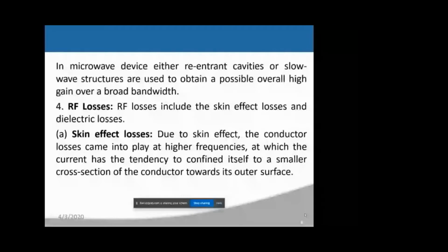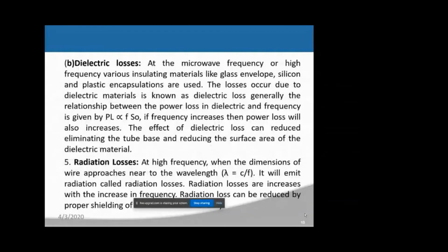Now, next is the dielectric losses. At microwave frequencies, various insulating materials like glass envelope, silicon, and plastic can be used as encapsulation. The losses that occur due to the dielectric material are known as dielectric losses. These dielectric losses are related to frequency through PL, where PL is the power loss. As frequency increases, the power loss also increases. The effect of dielectric losses can be reduced by eliminating the tube base and reducing the surface area of the dielectric material.